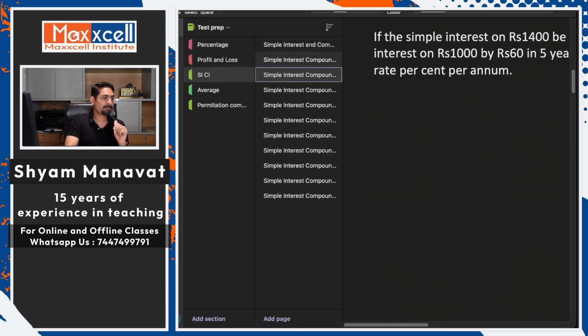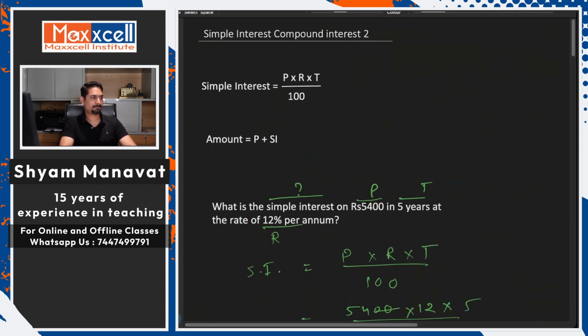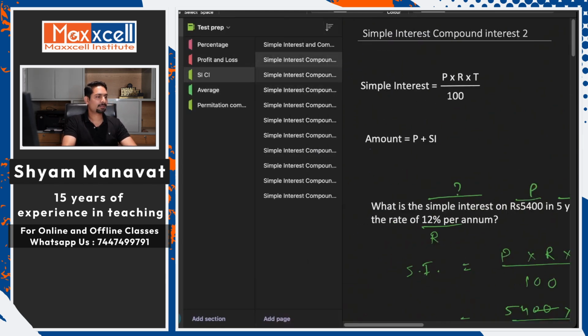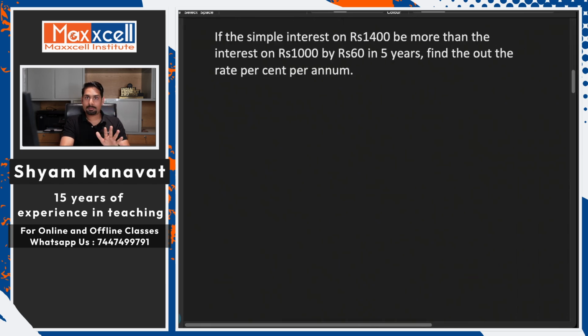I am talking about the formula which we have seen in the previous lecture. This formula, right? So if you want to give it a try, pause this video, note the question, and try solving it. Let's see if we get the same answers. Solution. The question said: if the simple interest on 1400 is more than the interest on 1000 by 60 in 5 years, so can we say in both cases the time is 5 years? Yes. Find out the rate percentage.